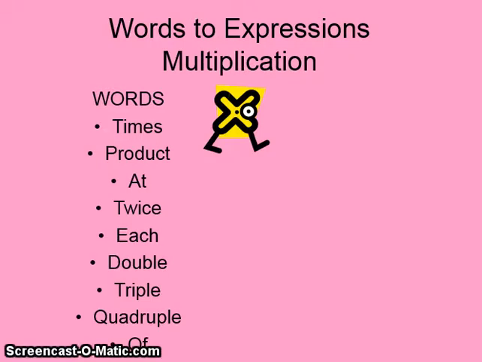We also have words that tell us that we're dealing with multiplication. These are words like times, product, at, twice, each, double, triple, quadruple, and of. Whenever we take half of something, we are multiplying it by a half. Or if we take 3/4 of a number, we're multiplying it by 3/4. Some of these words are specific, like twice tells us to multiply by 2. Also, double tells us to multiply by 2. Triple would signify multiplying by 3, and quadruple would signify multiplying by 4.